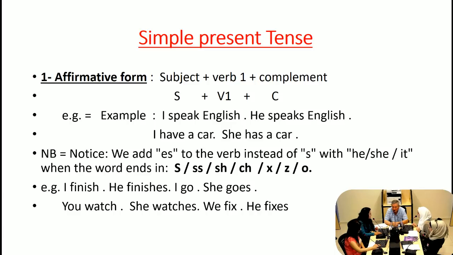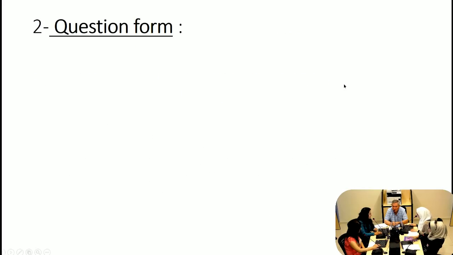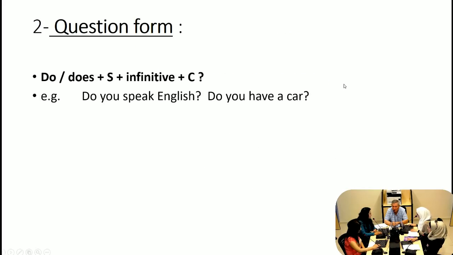Example, I finish. He finishes. I go. She goes. You watch. She watches. We fix. He fixes. So we add es again. In the question form, we invert.